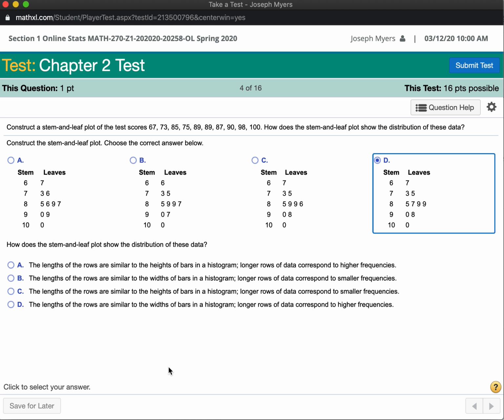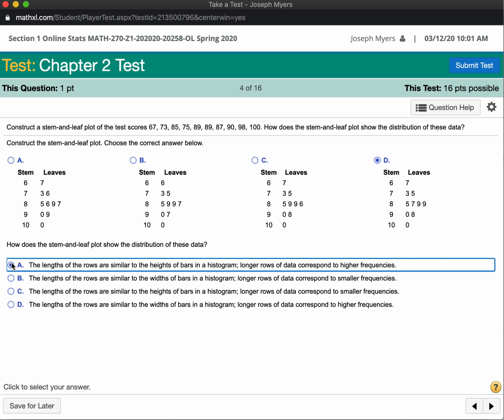And it says, now if you look at this sideways, this 7 is kind of like a short little horizontal bar. This is like a little bit taller of a bar. This is like a taller bar, then it gets shorter and then even shorter. So if you look across the top of it, it kind of curves up and then down. That's just like a histogram. So the lengths of the rows are similar to the heights of bars in a histogram. Longer rows of data correspond to higher frequencies. So that's the best answer.